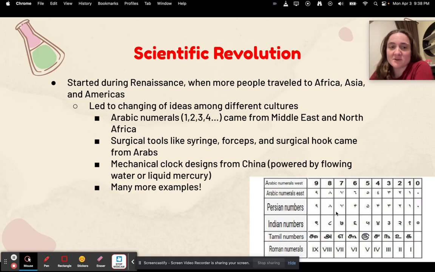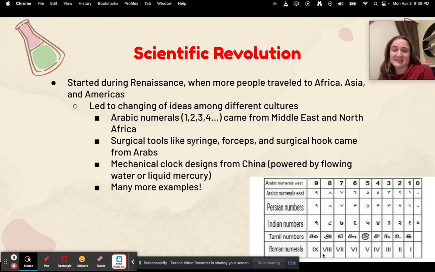And one of the big things about the Arabic numerals, beforehand there were Roman numerals that Western Europeans would use, but they're pretty awful at adding and subtracting with Roman numerals just because there are so many characters. That's why Arabic numerals were adopted into Western European countries.